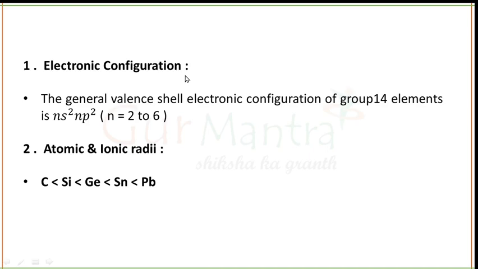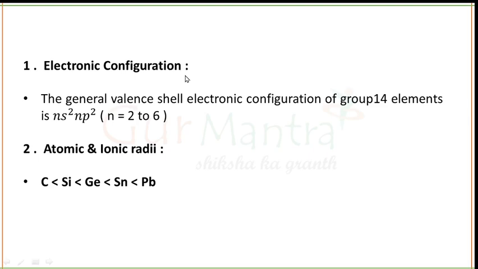Next we are going to study some physical properties of group number 14. Number 1 is electronic configuration. The general valence shell electronic configuration of group 14 elements is ns2np2, where n represents the principal quantum number, and the value of n in case of P block elements can vary from 2 to 6.